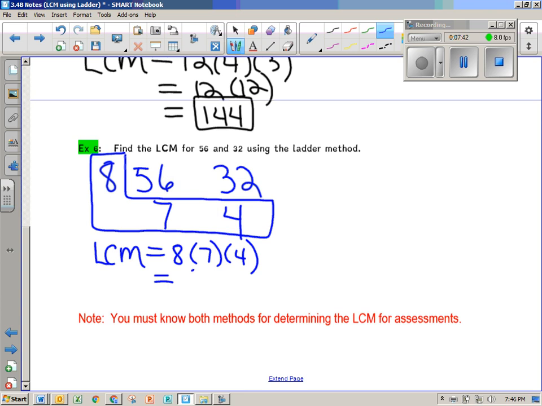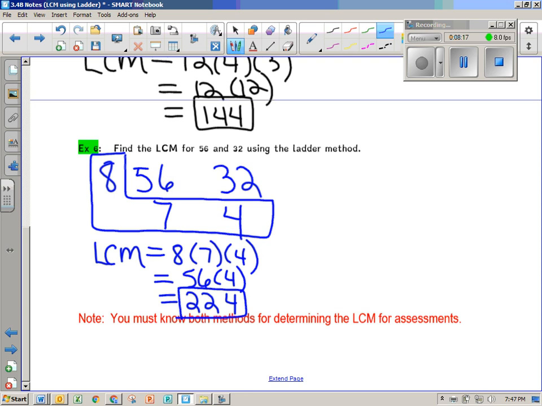8 times 7 is 56. 4 times 6 is 24. Carry the 2. 4 times 5 is 20 plus the 2. I got 224. And that is not what I got on my notes, so I'm looking at it for a second to try to figure out where I may have gone wrong. Oh, I see my mistake. This is correct. I need to change it on my notes key.